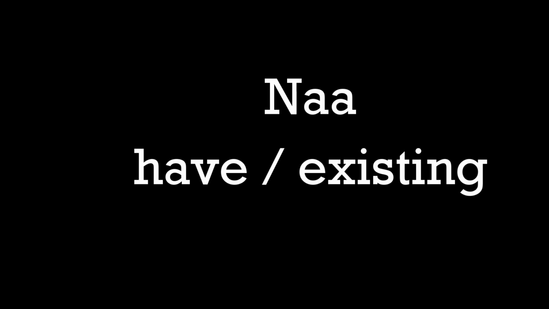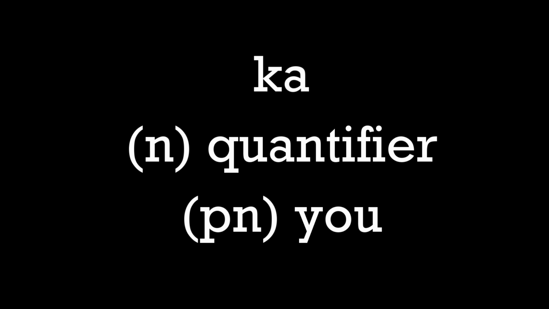Usa, 1. Next, unom, 6. Next, upat, 4. Next, ni or ani is this. Next, naa means have or existing. Next, ka can be a quantifier if it's a noun, and if it's a pronoun, it can be you. Okay, so ka has two meanings. One is quantifier and one is you.